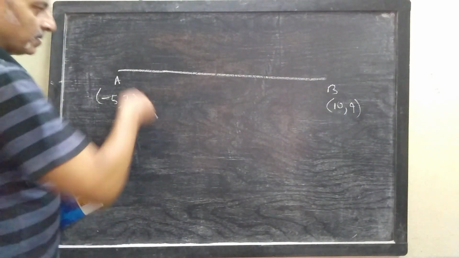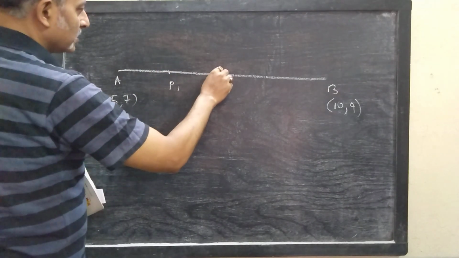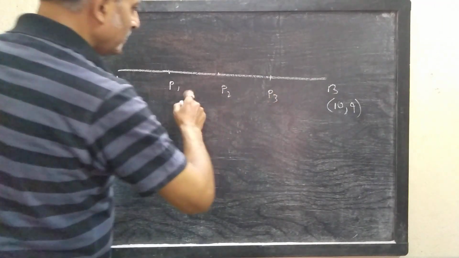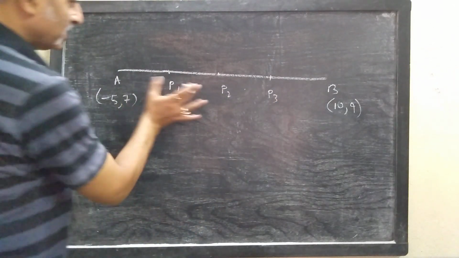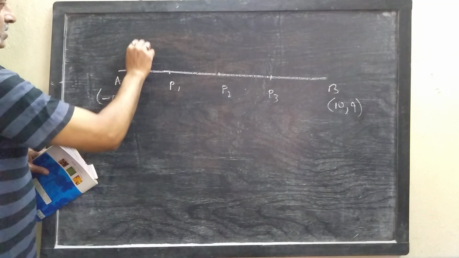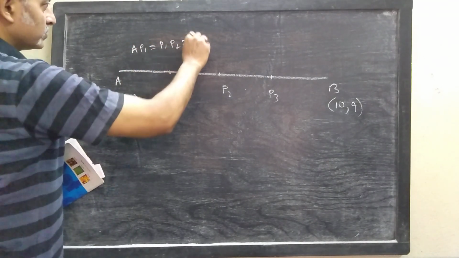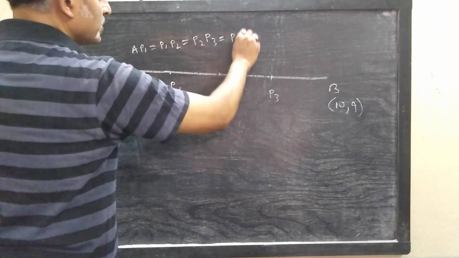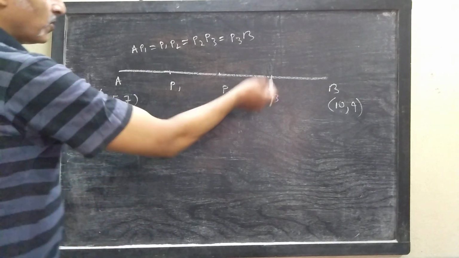Let us plot 3 points on this line segment dividing it into 4 equal parts. This part, this part, this part, this part. These 4 parts are equal. That is AP1 equals P1P2 equals P2P3 equals P3B. These 4 parts are equal. Now we are asked to find the coordinates of these points.